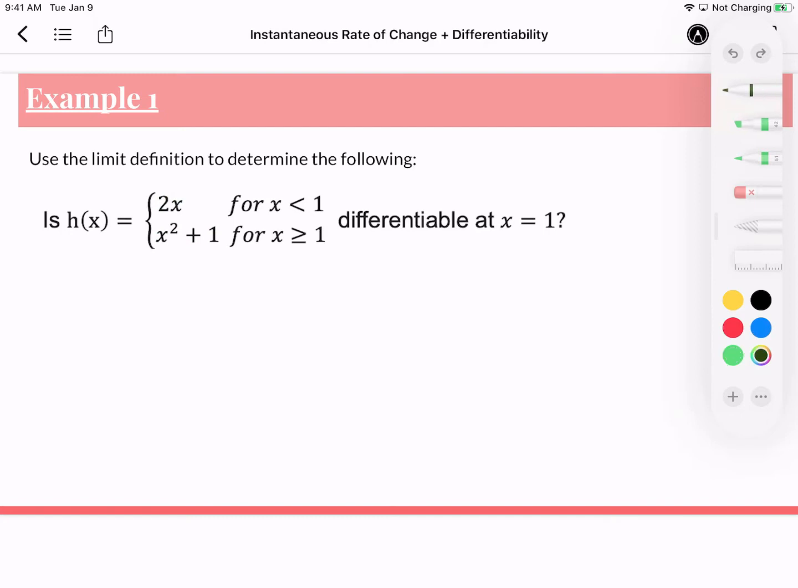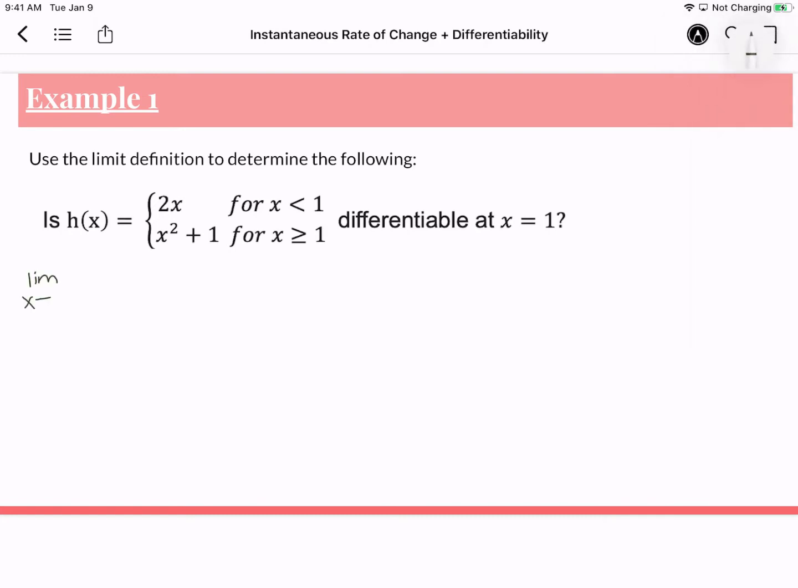So, we're going to find the left hand and the right hand derivatives. So I'm going to find the limit as x approaches 1 from the left of h of x minus h of 1 over x minus 1.